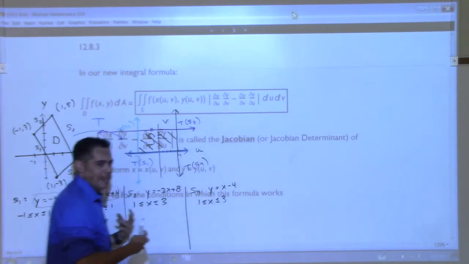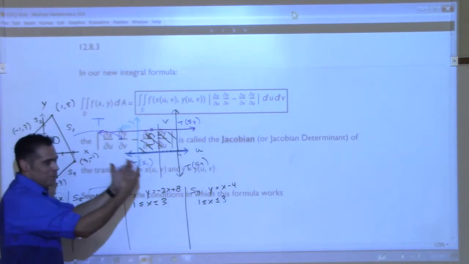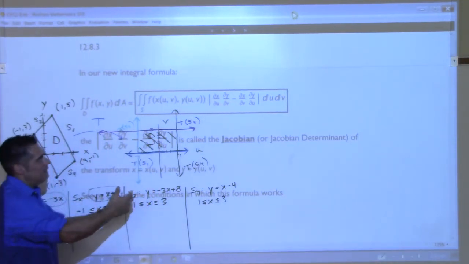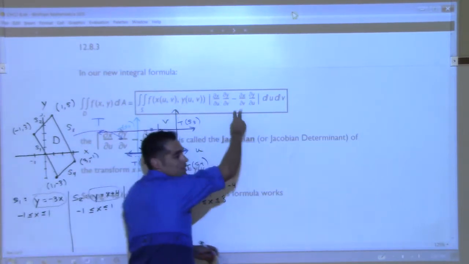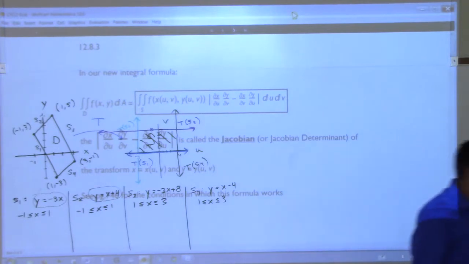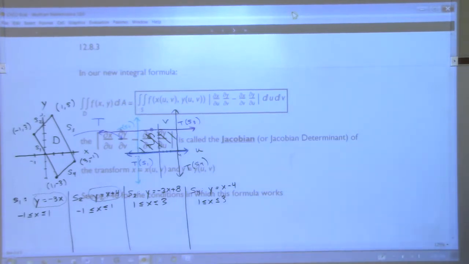So we first had to figure out what the new region looks like. Then we have to figure out what the function transformed over is. And then we have to figure out the Jacobian determinant. And then we have a double integral we hopefully can deal with. All right, so let's do the Jacobian determinant. How about we do that next?